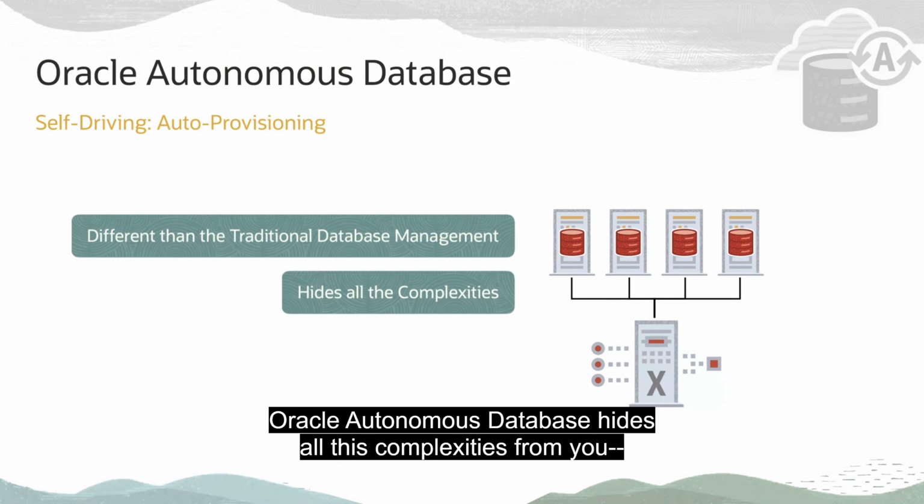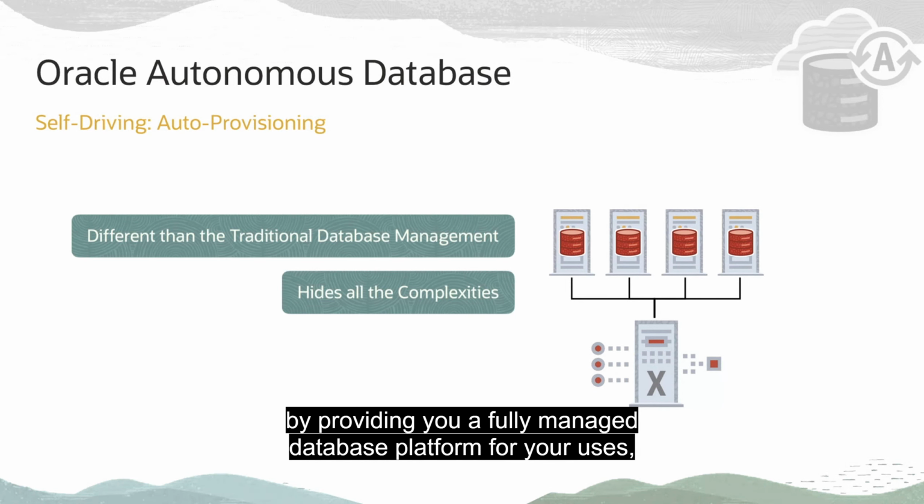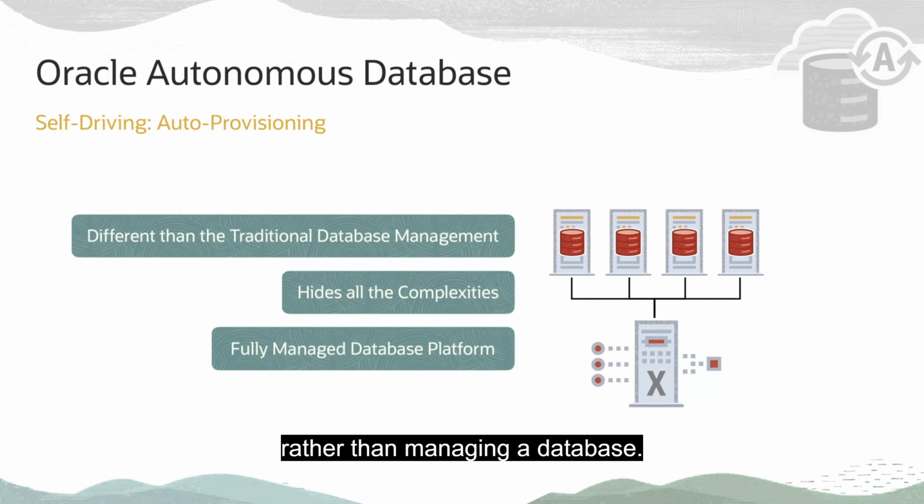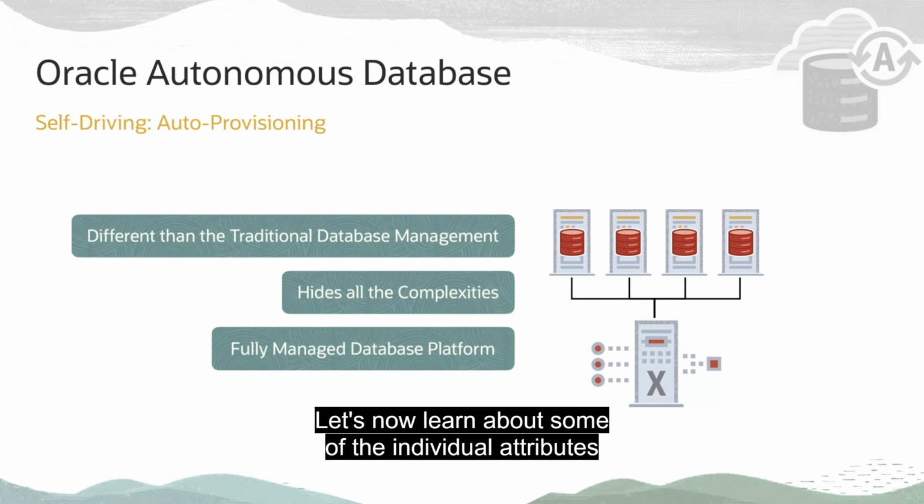Oracle Autonomous Database hides all these complexities from you, the maintenance and management involved in a traditional database, by providing you a fully managed database platform for your users so that you can shift your focus more onto application development rather than managing a database. Let's now learn about some of the individual attributes under self-driving. Auto-provisioning, as the name implies, will quickly provision an autonomous database for you.